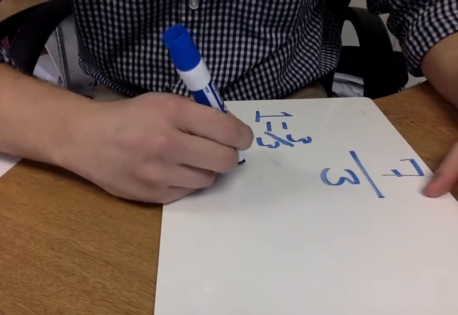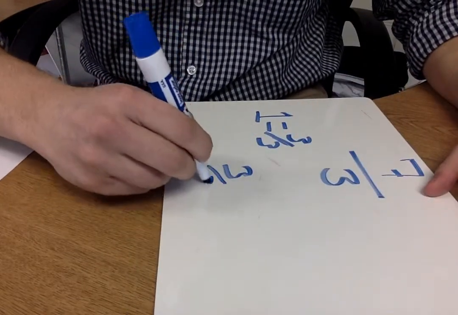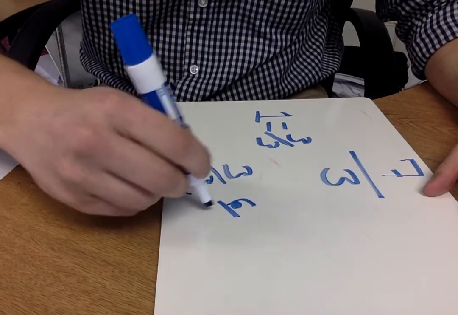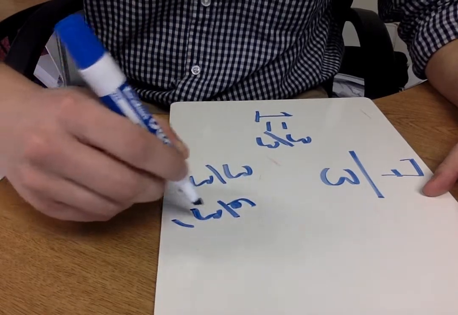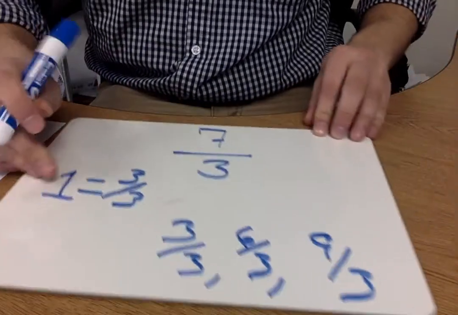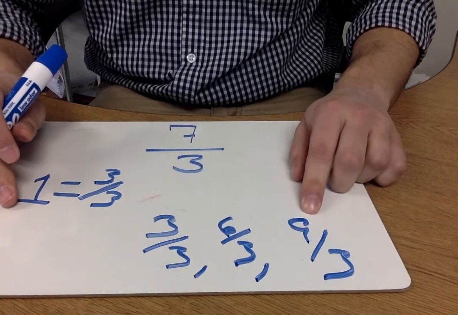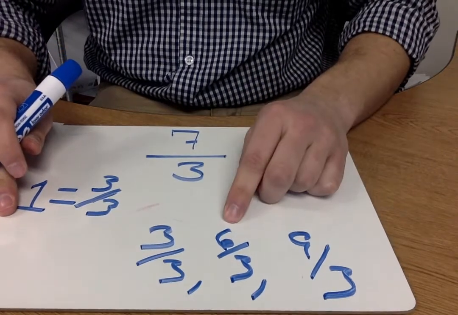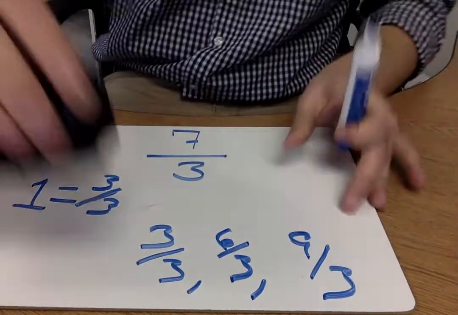So if I was to add 3/3, then I would have 3 plus 3 is 6, so 6/3. 3 plus 6 is 9/3. And already I see that I've gone too high. 9 is now larger than 7, so I have to stop at 6/3.